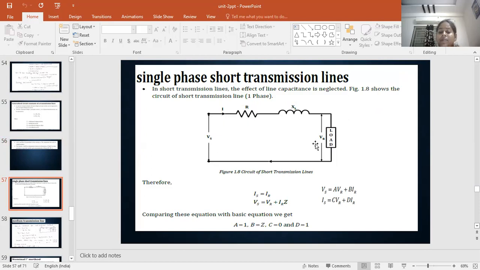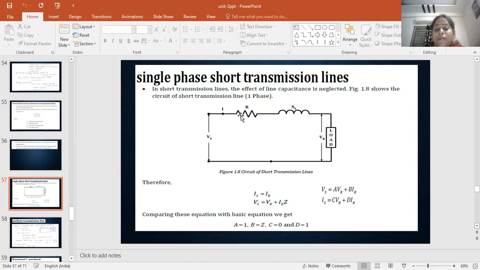Okay, Vs equal to VR plus drop. Drop is nothing but here the flowing current Is or IR, equal, both are same. And this IR, here flowing the current is at the receiving end in the transmission line. IR and IS is there, no problem at all.